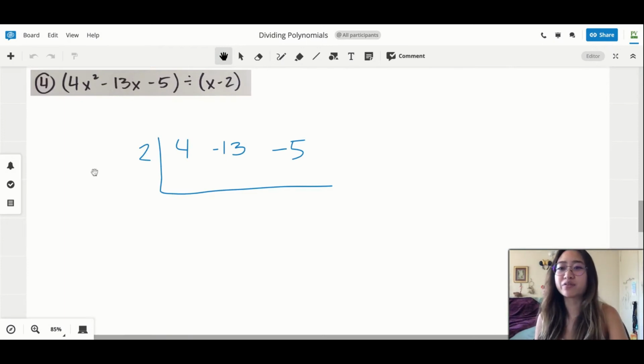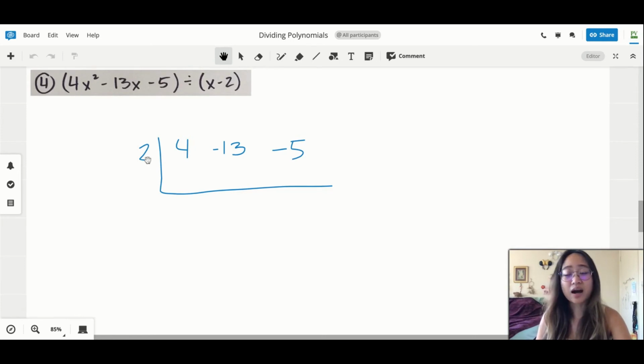Okay, so now we have the first problem that we have to use synthetic division on. So 4x squared minus 13x minus 5 divided by x minus 2. So I already have this synthetic division set up, but let me go into explaining it. Notice that it kind of is like our regular long division bar. We do have the divisor on the outside and the coefficients of our dividend on the inside.